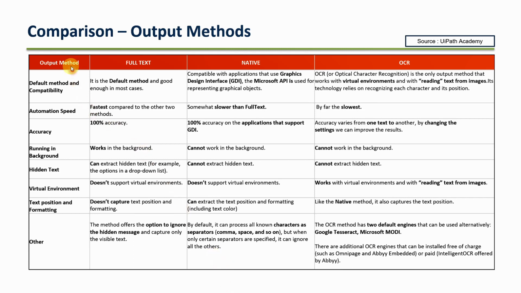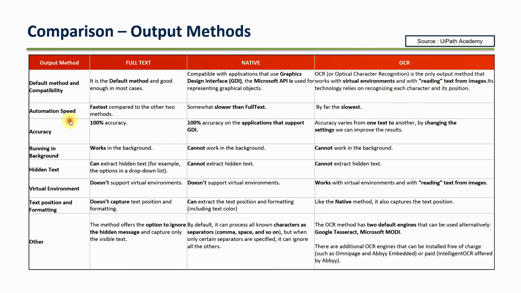Okay, so we have the output methods, which are full text, native, and OCR. If I talk about compatibility, the default method works in most cases. So what is the default? The default is the full text. If I talk about the native, as we have discussed, this works for the graphic Microsoft API, whichever is working on GDI. The third one is the OCR, which is used for virtual environments, reading the text from the images, which we have seen, and it relies on characters and positions.